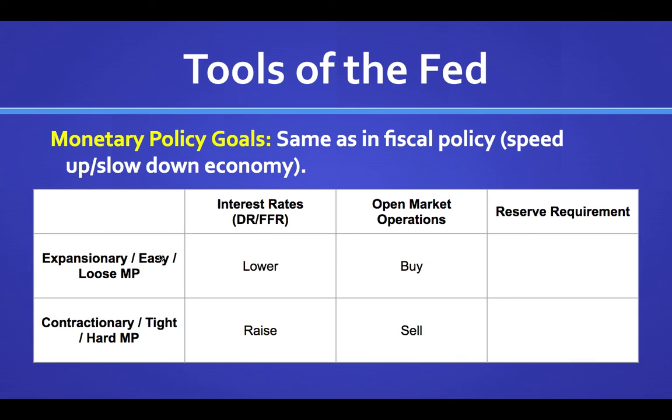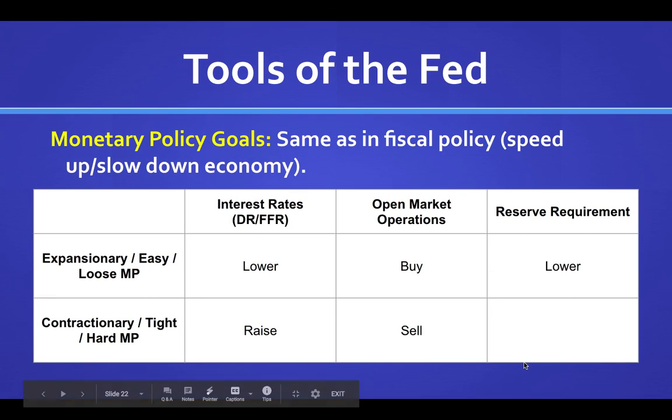So if the goal is to increase economic activity with an easy monetary policy, what would they do with the reserve requirement? Bring it down, lower it. Perfect. And then what would they do for contractionary? Raise it. Perfect. So those are the three tools.